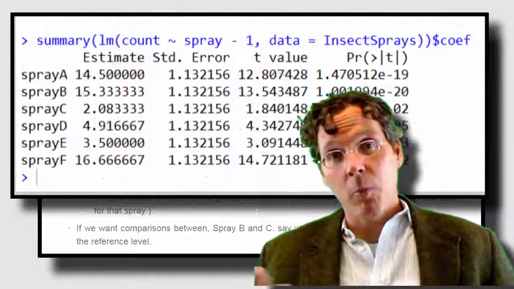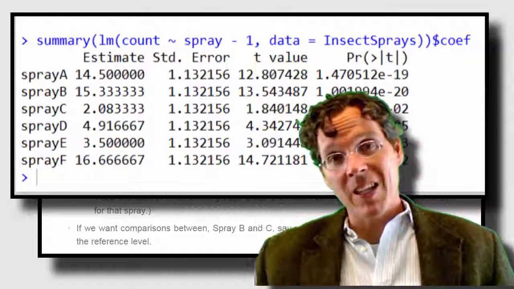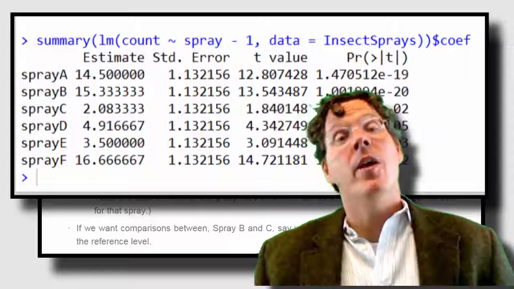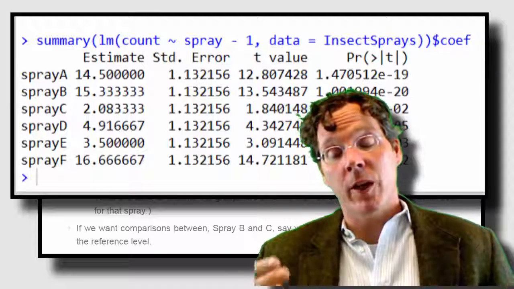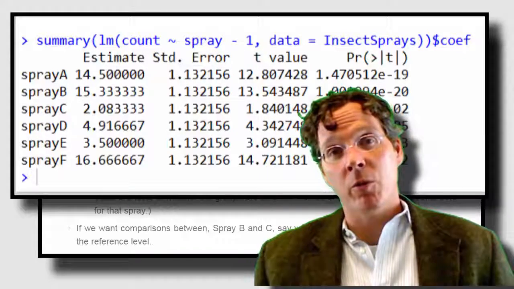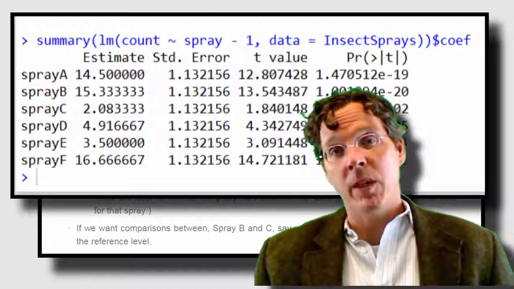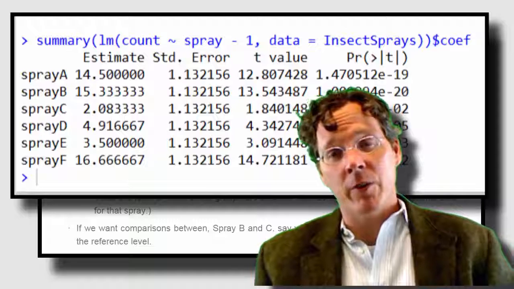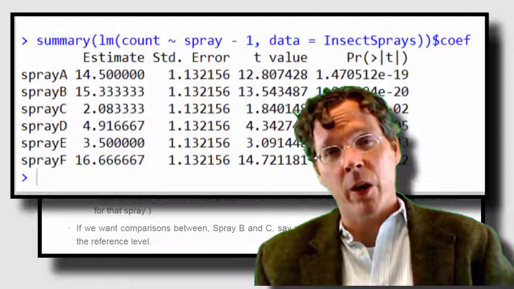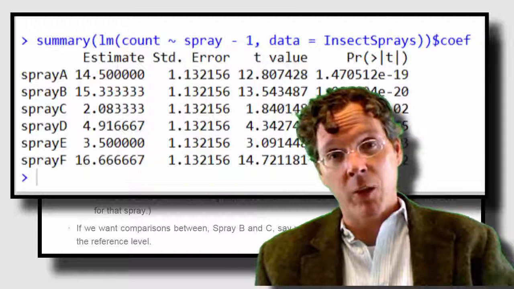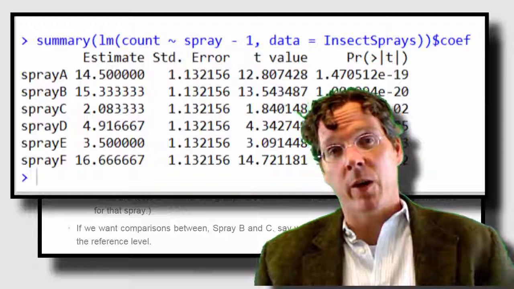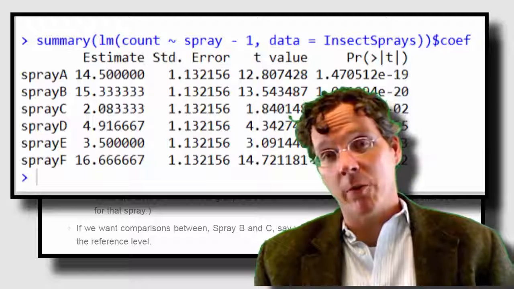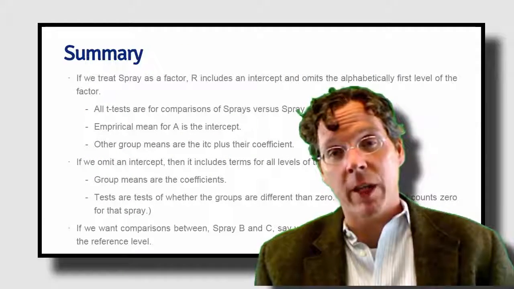If, on the other hand, we omit an intercept, then we're going to get a mean for each level, including spray A. And then all of the tests would be for whether or not the spray A coefficient is different from 0. The one for B would be whether or not the spray B coefficient was 0, and so on, which may or may not be relevant. Usually you want the comparisons, and that's why R's default is to pick one of the levels and treat it as the reference level. However, if you want a different one, if you want B to be the reference level, you just need to use the relevel command.